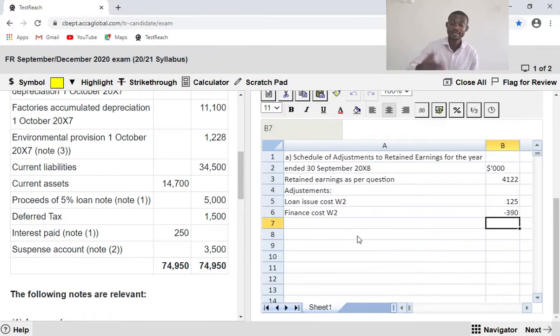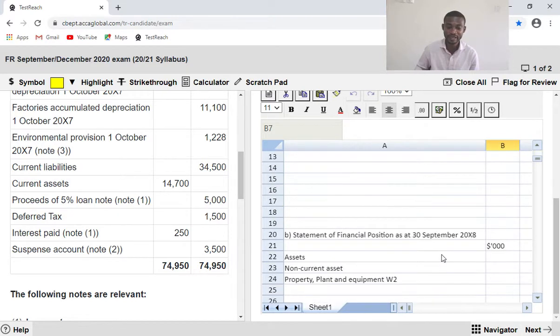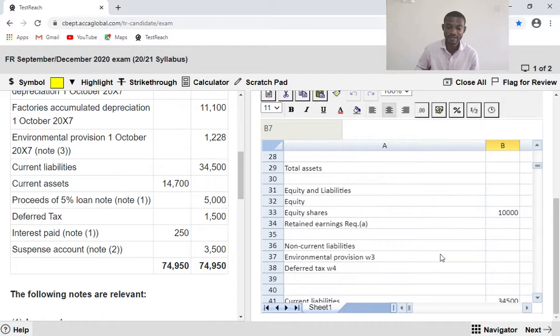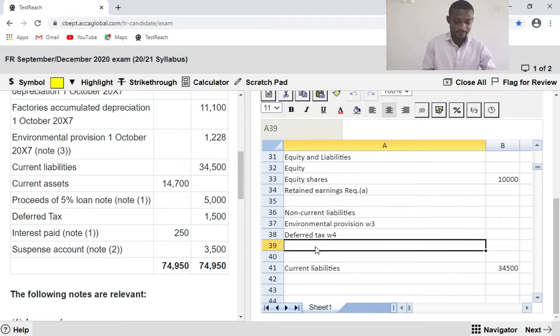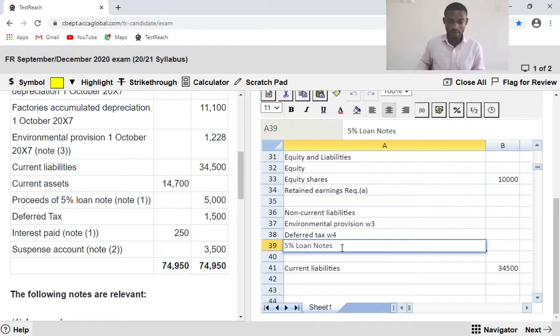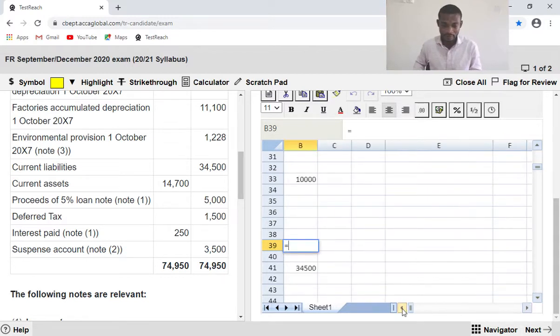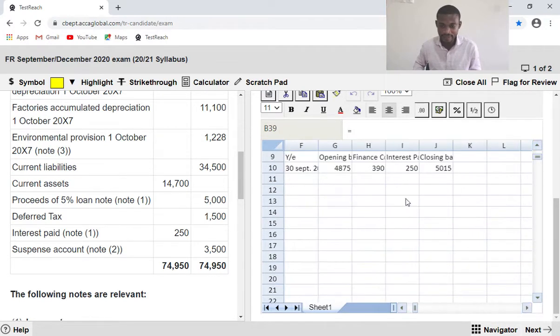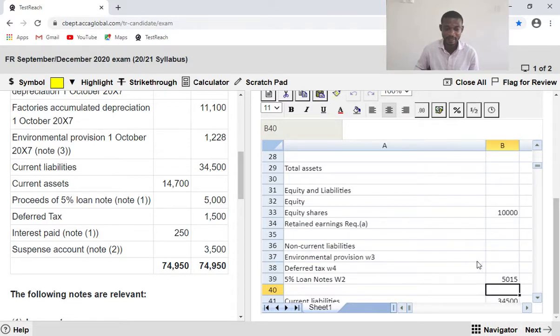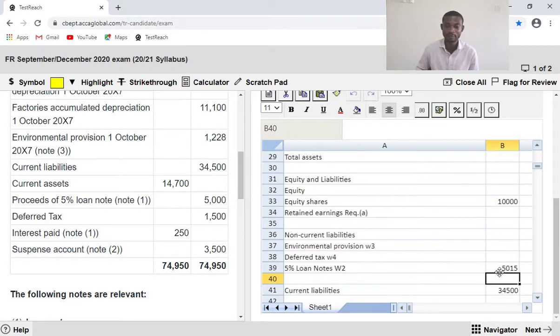The next thing I'll do as I draw up these workings is to go to the financial position, and under the non-current liabilities, I'll put here 5% loan notes. So 5% loan note, and again it is workings 2, and I'll go and reference it. So let's go to the workings. Gone too far. Just climb quickly up here. And the more you practice this, the better you are at referencing and getting your figures. So equal to this, I'll enter. So you go back and you see that under the non-current liabilities, you have brought the loan note.